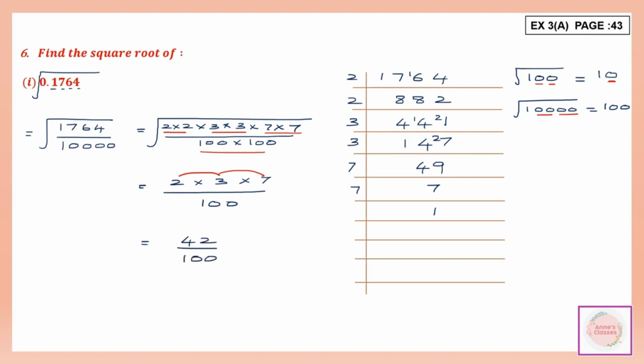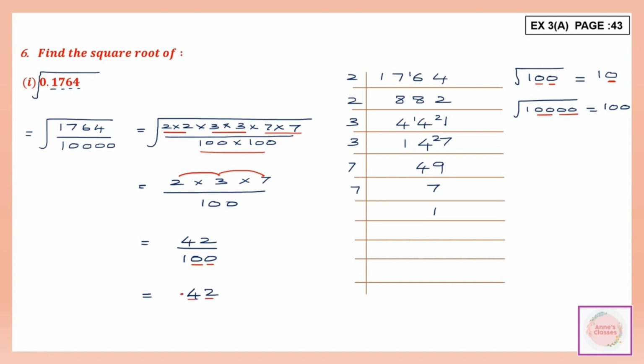Now 42 by 100, you can convert it to a decimal number because our question was a decimal number here, isn't it? So let's convert this to a decimal number. We know how to convert it. We write 42, the numerator, as it is. We look at the denominator and see how many zeros there are. There are 2 zeros. Because it's division, the point will move 2 places to the left. So the point will move like this.